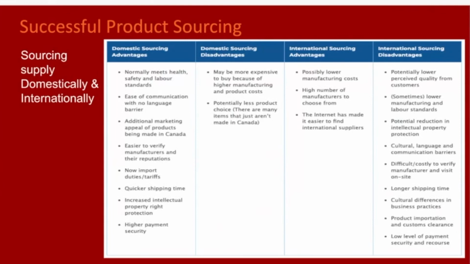Potentially lower perceived quality is a thing when you buy internationally, and sometimes lower manufacturing labor standards. And that is a big selling feature for a lot of companies to say, we made it in Canada, we respect people's rights, human rights, and the like. Cultural language differences: what you think you bought, what you got, could be different things because of that. And it's a longer shipping time. It takes 6 weeks for a ship to get from China to here.